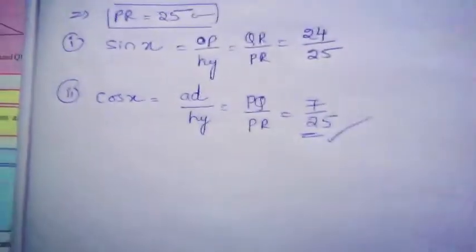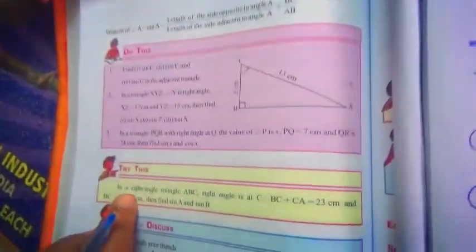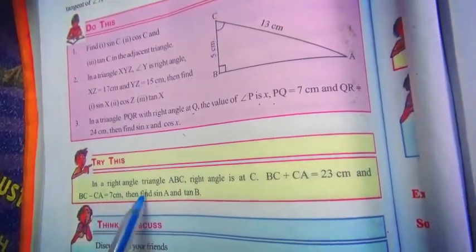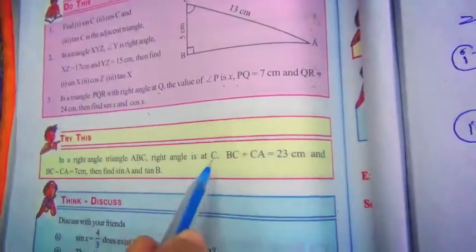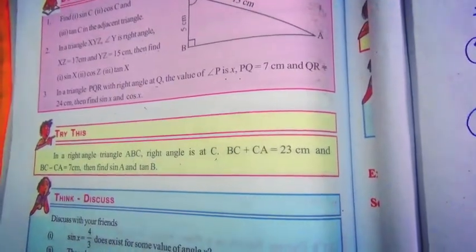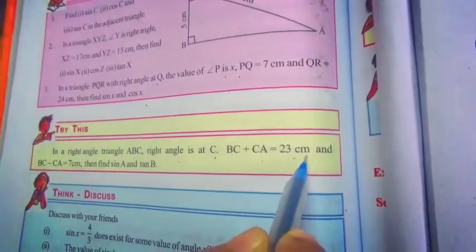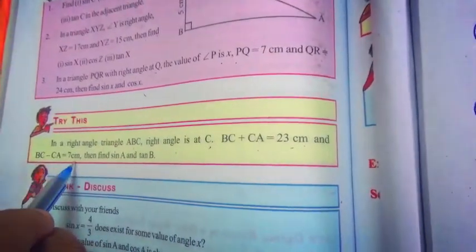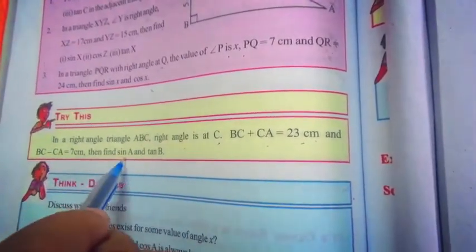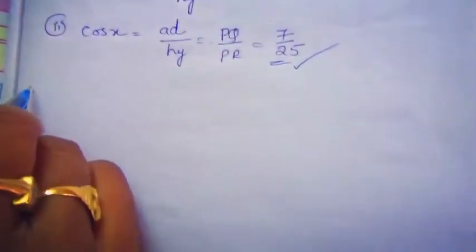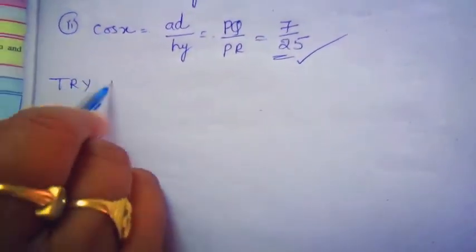Next, after finishing this, do this. We have Try This. Look here. Try this: in a right angle triangle ABC, the right angle is at C. BC plus CA is equal to 23 centimeters and BC minus CA is equal to 7 centimeters. Find sin A and tan B. Okay, so first of all, we have to draw the picture. That is for Try This.